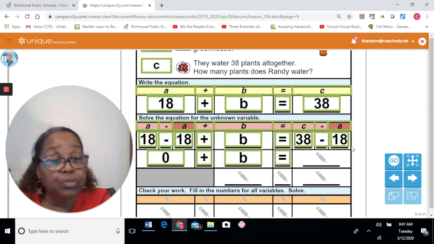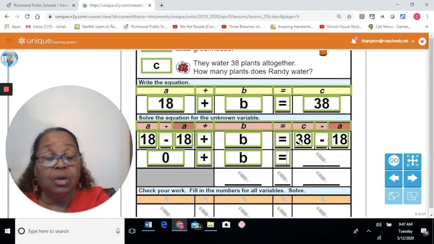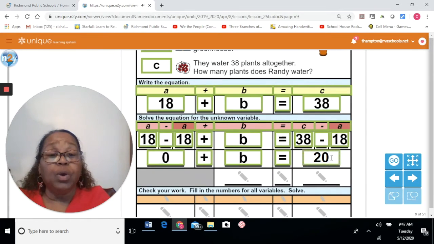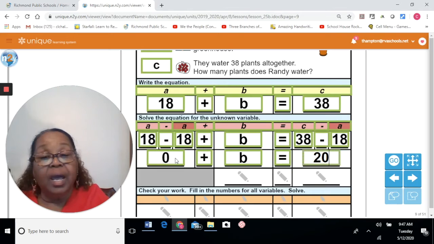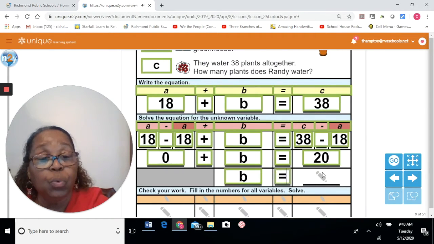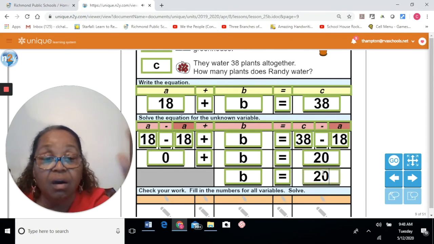So I'm going to subtract. I'm going to use front loading to subtract. I'm going to go to my tens place on each number. 3 minus 1. 3 tens minus 1 ten will be 2 tens. And 8 minus 8 will be 0 in the ones place. So B equals 20. I will not need the 0 and the plus on this side. That is no longer needed because it does not change anything in our equation. What I'm left with is B, which is what I want, will equal 20. And we have solved the equation.